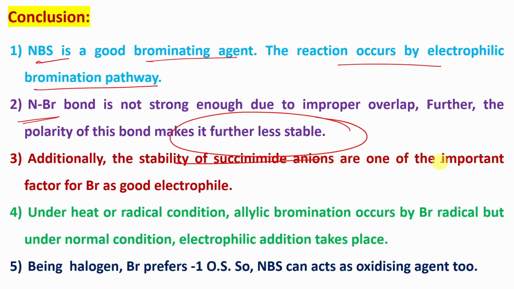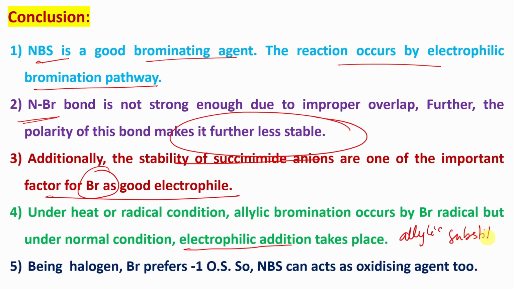And as I told you, when bromine acts as an electrophile, what is left? The succinimide anion, which is doubly resonance stabilized, which allows the Br plus to leave, meaning Br plus can act as a good electrophile because of this. And if you use heat or irradiation, then it can produce a bromine radical too. That radical can undergo electrophilic addition, or it can undergo radical substitution like allylic substitution.